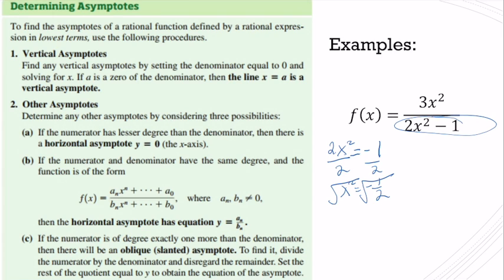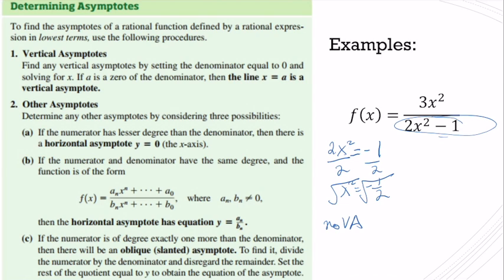My denominator will never equal 0 because I always have 2x squared minus 1. If I had x equal to 0, I'd have a denominator of negative 1. If I have x equal to 1, I'd get 1 squared times 2 minus 1, which is just 1. Okay? So because my denominator can never be equal to 0, there are no vertical asymptotes.